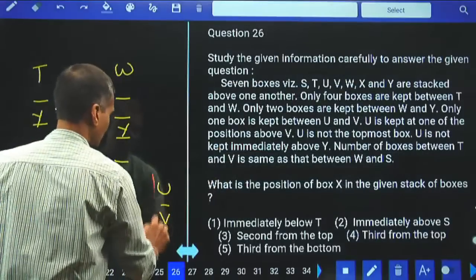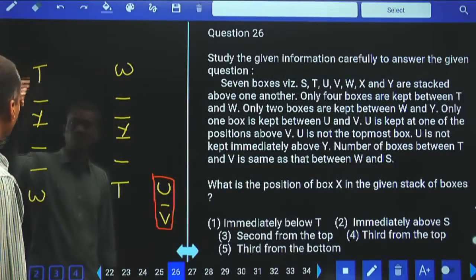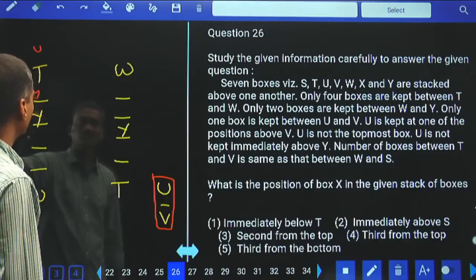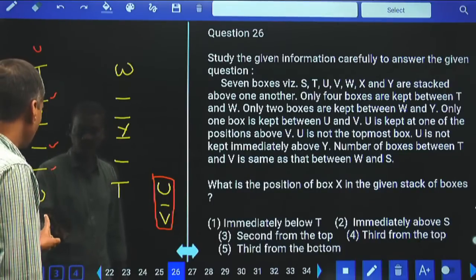Then U and V must be like this. In the alternate positions, U is above V. Then in this one, U can be before this one, isn't it? U is here, Y will be here, this is one case. Or U is here, Y will be here, this is one case. U is here, Y is here, one case.